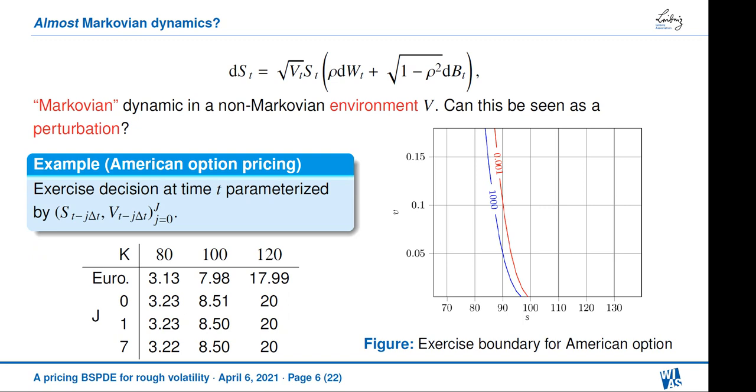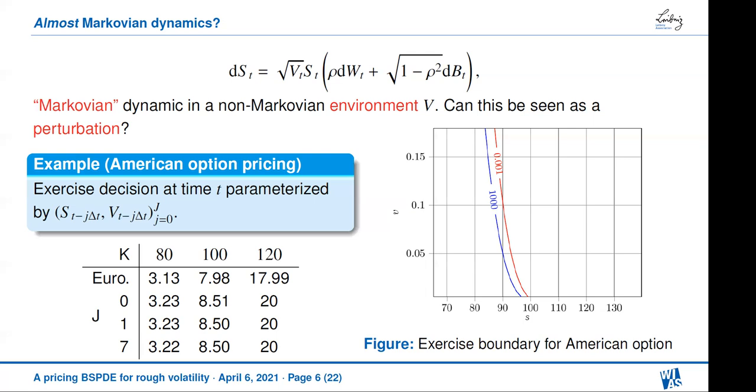In other words, can we make sense of this dynamics of S, which in itself just tries to be a Markovian dynamics, except that the V, of course, kind of destroys the Markov property. There is some evidence of this, and this is what we observed in the paper with Raoul and Søren. That paper is on computing optimal stopping problems, or in the financial lingo, American option pricing, for Markov models.